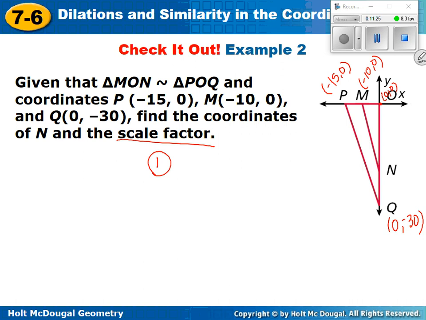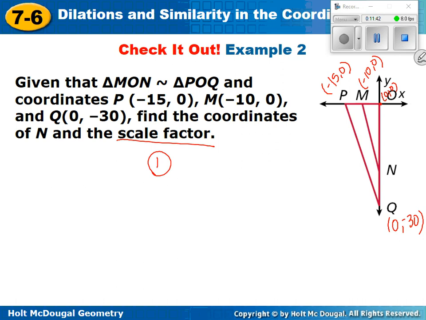So when I look at my picture, which corresponding sides do I know both side lengths? Okay, PM, is that what you said? PM, careful, is just a little piece. It's not one of the sides of the triangle.